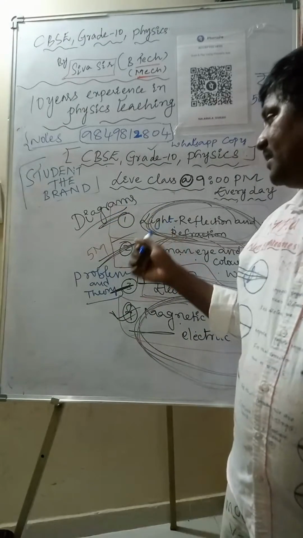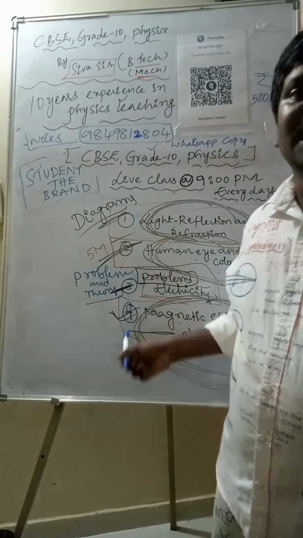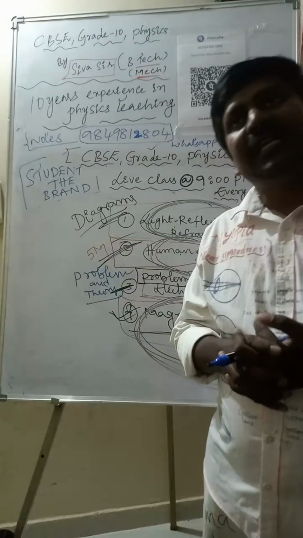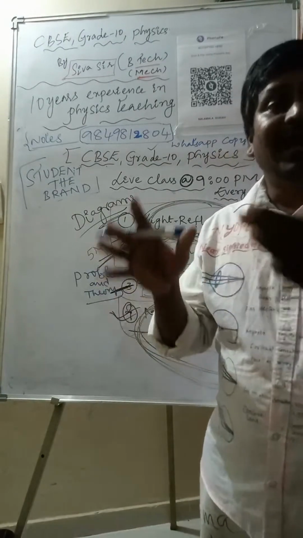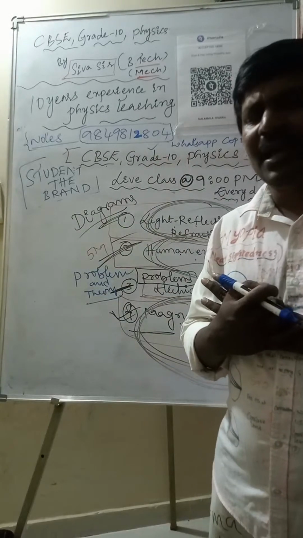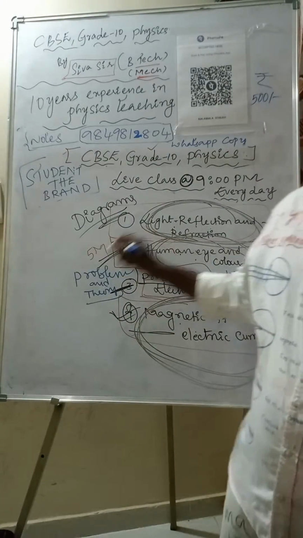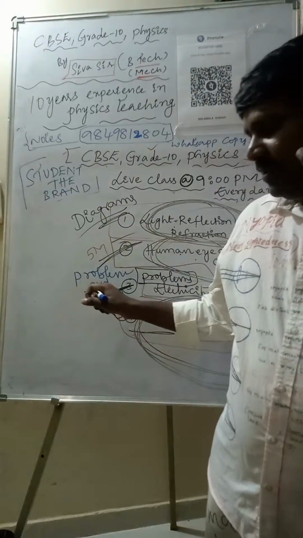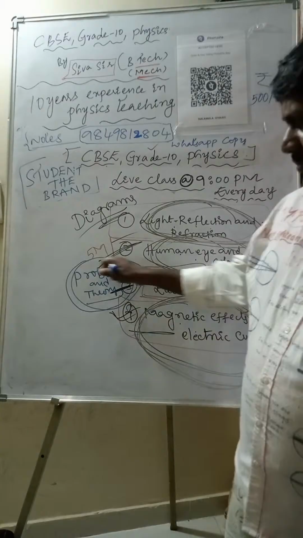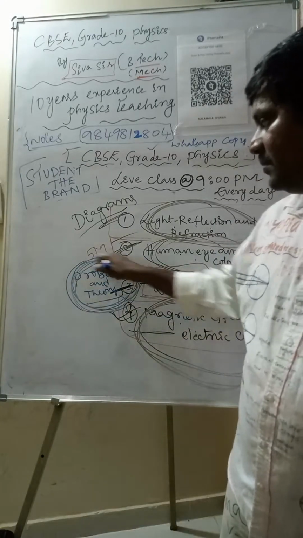Diagram related questions: from light reflection, refraction, human eye and colorful world, and magnetic effects of electric current, from these three chapters, surely diagram based questions will come. From electricity, problem plus theory questions will come. So these are the problem plus theory questions.